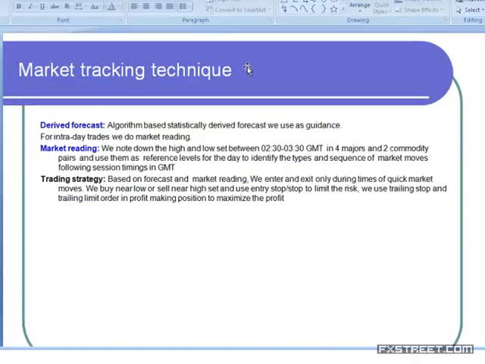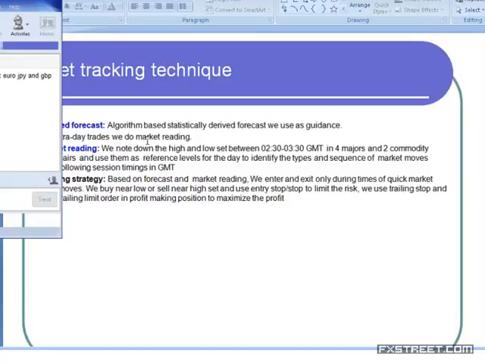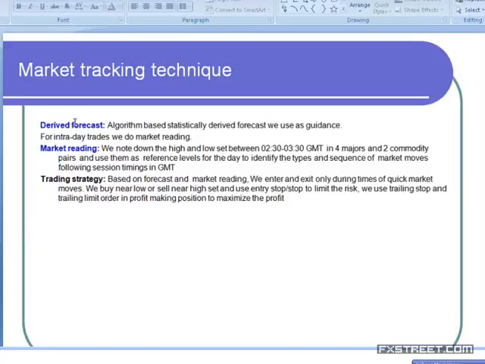As far as my trading technique is concerned, I make use of the derived forecast, the market reading, and the trading strategy. The derived forecast, as I explained, I always give on a weekly basis on Monday during the Asian session. It is a statistical derivation using a systematic algorithm procedure, and it gives a larger picture of the market, how exactly the players are expected to make moves in relation to the other market timings.